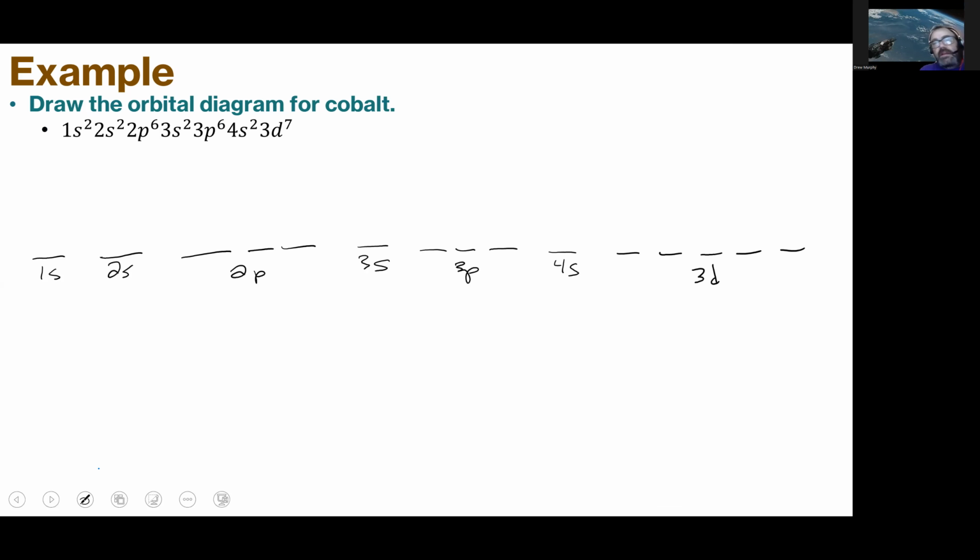All right, so here's our electron configuration. We're just going to draw this as a picture, right? 1s2, 2s2, 2p6, 1, 2, 3. Hund's rule, pair them up, 4, 5, 6. Okay, 3s2, 1, 2. 3p6, 1, 2, 3, 4, 5, 6. Okay, 4s, 1, 2, and then 3d7. So 1, 2, 3, 4, 5. Then we pair them up, 6, 7.